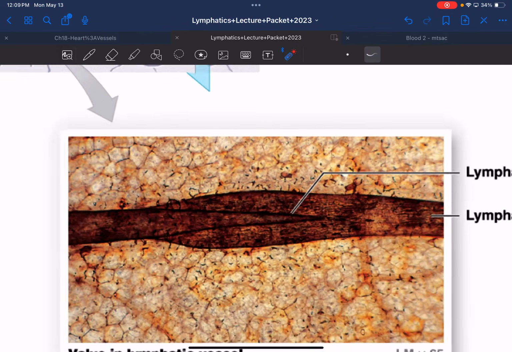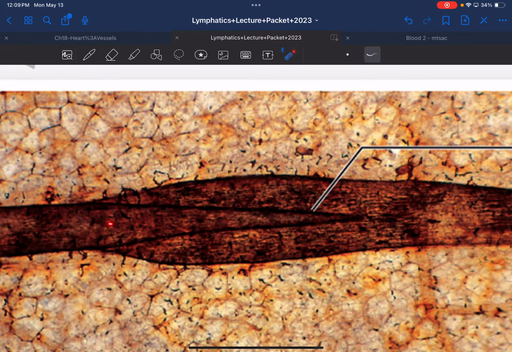Here's a cool little microscopic image of a valve as fluid is flowing through here. And then once that fluid makes its way through, this closes, and then it doesn't allow any fluid, but maybe back here, but it gets stuck here.